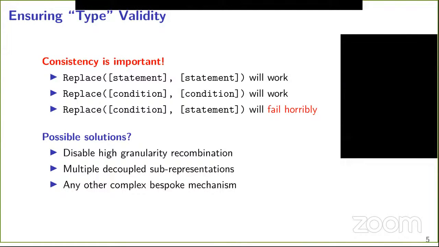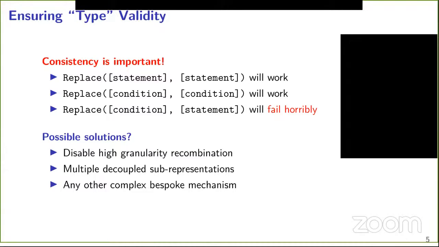The second thing is type validity. If you have a GI process that only operates on statements, you will have edits that look like replace a statement with another statement. And that's fine, that's okay, it will work. If you have a GI process that focuses on Boolean conditions, if something or while something, you will have edits that look like replace a condition by another condition, and that's fine.